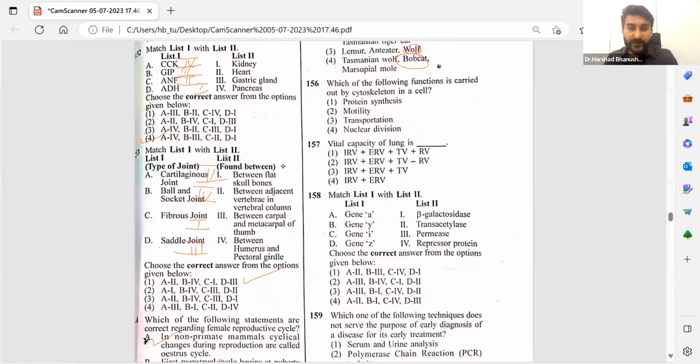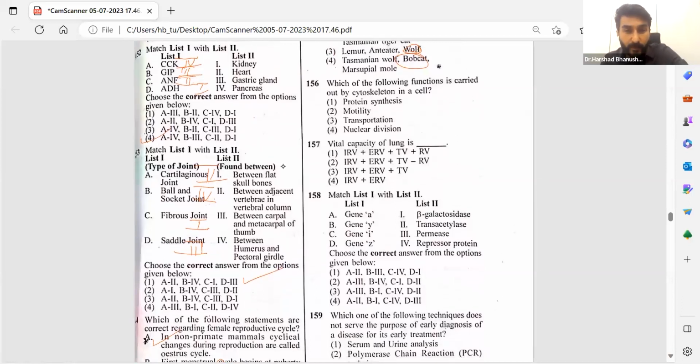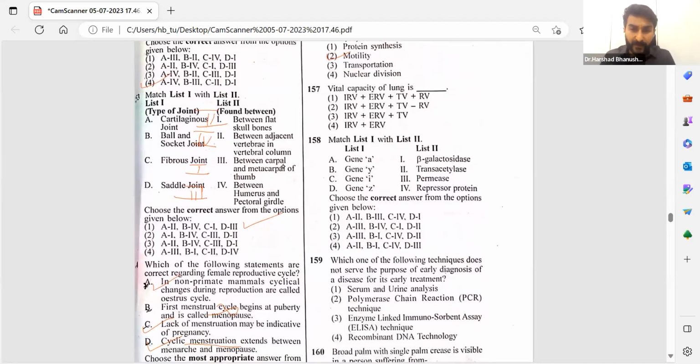Which of the following function is carried out by cytoskeleton in a cell? Cytoskeleton is responsible for motility because it helps in the movement, in amoeboid movement. Also, cytoskeleton has been given. So motility is our answer. Vital capacity is a combination of ERV, IRV, and TV. So option number 3.